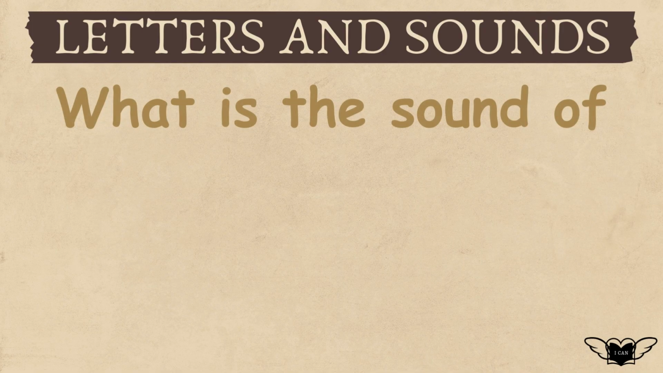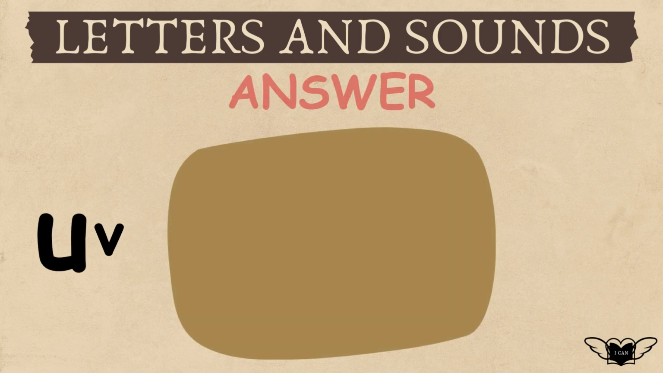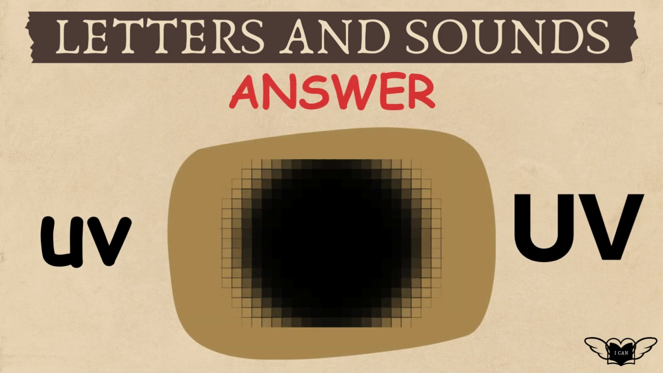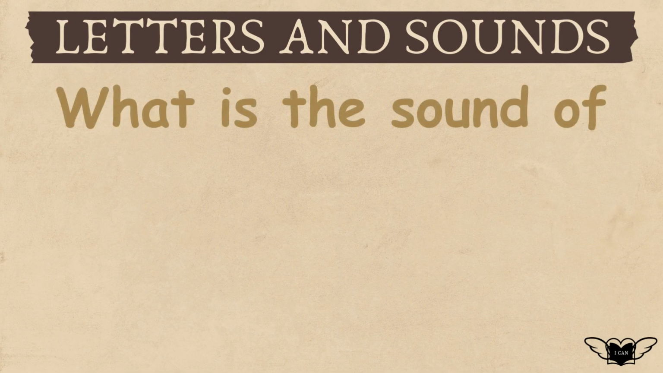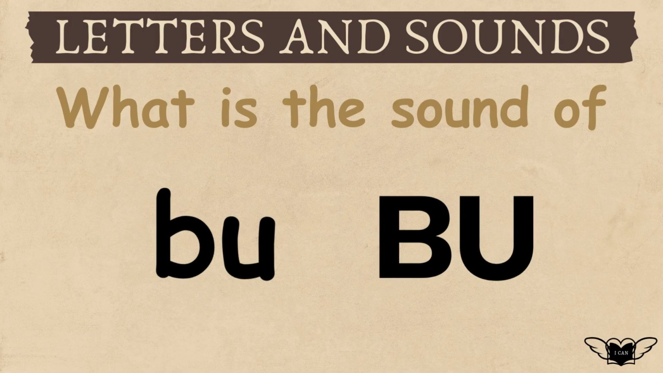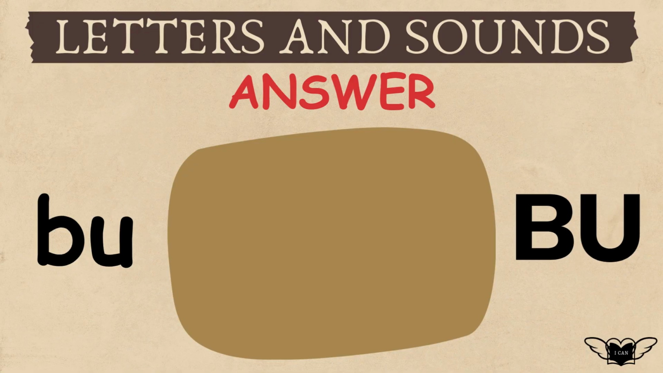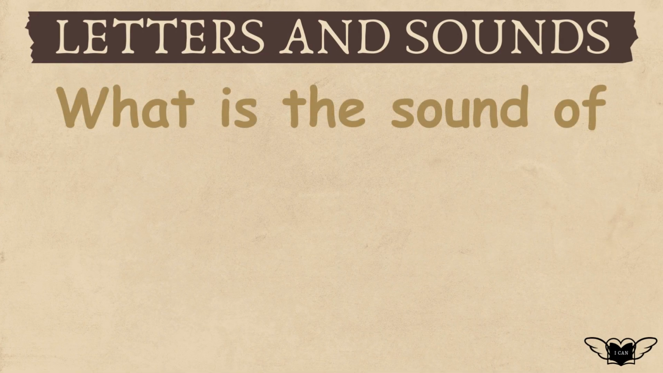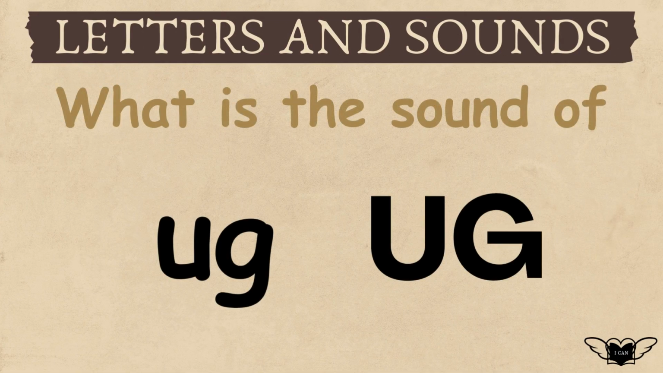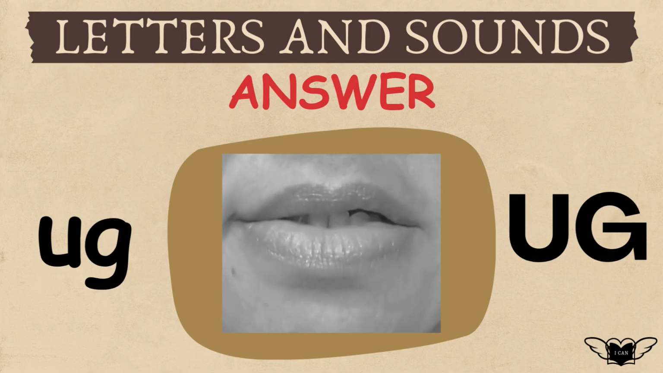What is the sound of UV? Answer. Av. What is the sound of BU? Answer. Ba. What is the sound of UG? Answer. Ug.